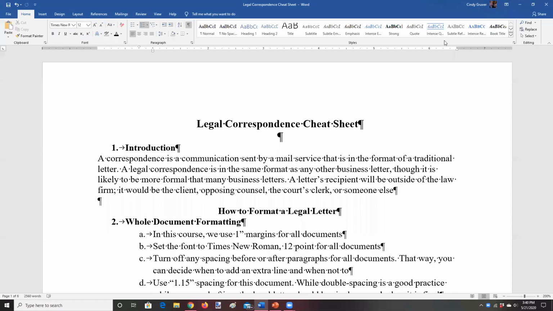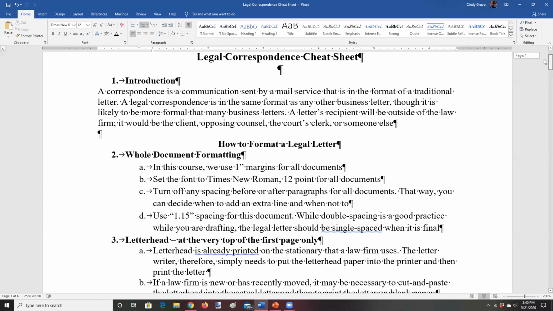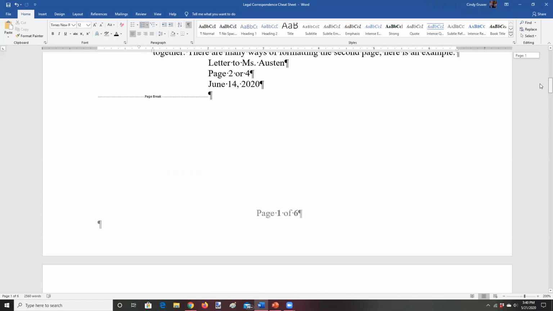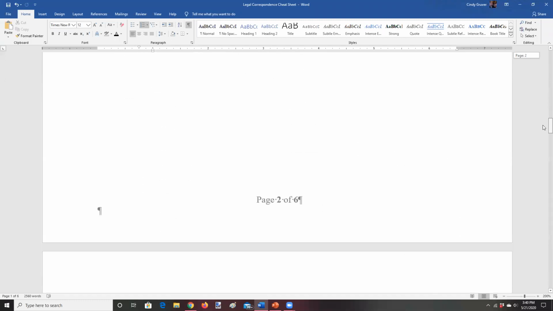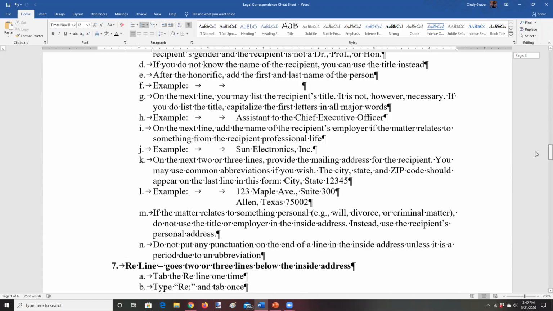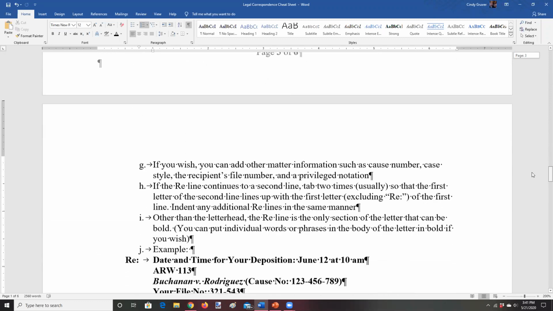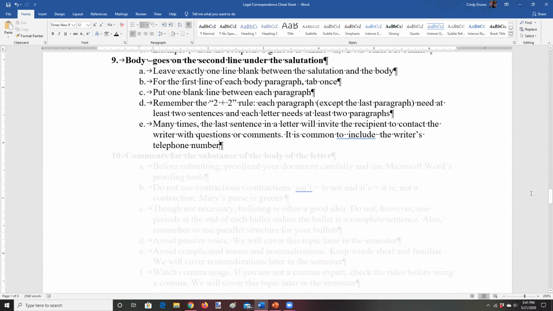Welcome to our third lecture in which we're going to continue discussing the business letter. In our first lecture, we discussed just generally how to format a document. We talked about the letterhead, we talked about where the date goes, where the mode of delivery goes. We talked about the inside address and the various aspects of that, and we discussed the re line and the salutation. Now we're ready for the body of the letter.